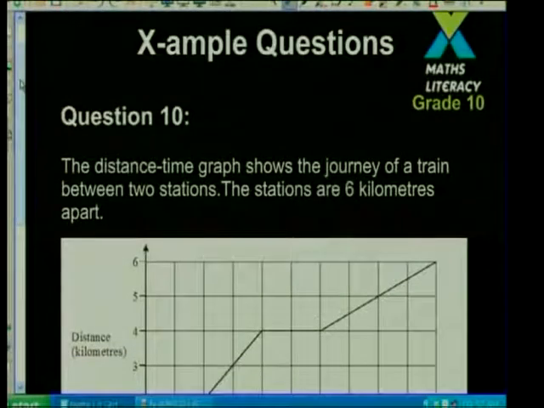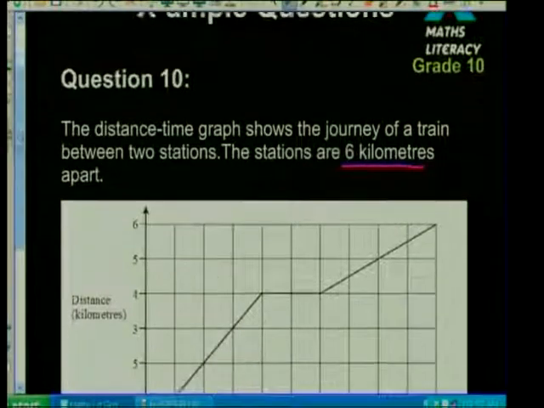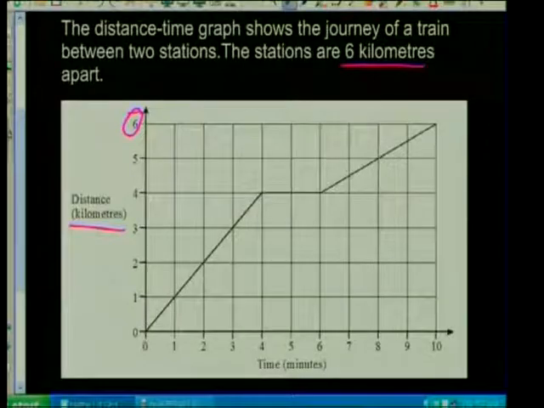So, right, the distance-time graph shows the journey of a train between two stations. The stations are 6 kilometers apart. Whenever you've got a graph, I'd really like you to analyze the graph first and see what it tells us. We've got the distance in kilometers, and remember it said they were 6 kilometers apart, so I'm expecting it to go up to 6. We've got the time in minutes, going up to 10. We start at 0 at the first station, and we move on to the second station, 6 kilometers apart.